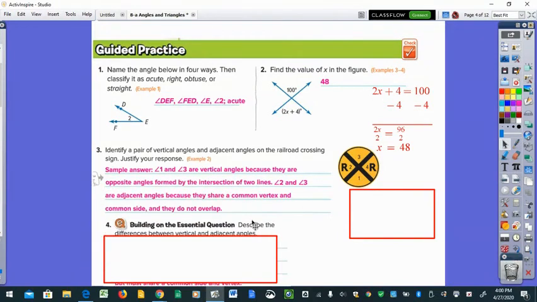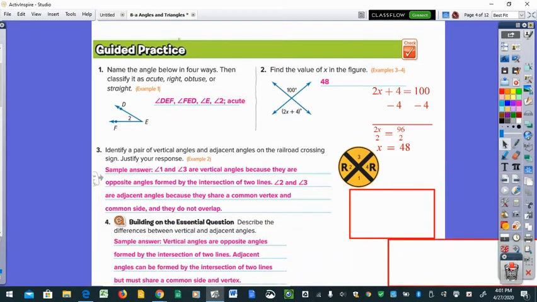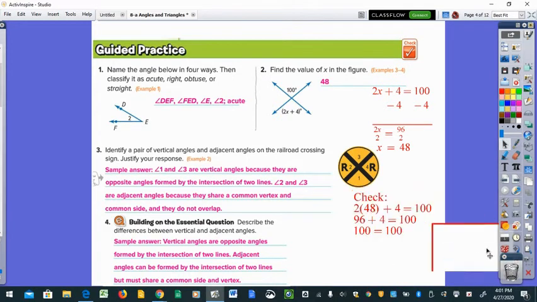Vertical angles do not overlap, and they are opposite V's. Adjacent angles are right next to each other and share a side. So that is the difference that I just mentioned. Vertical angles are opposite, and adjacent angles share a common side or vertex. So what I'm hoping you have right now is to remember how to name an angle, remember vertical angles, and adjacent angles.